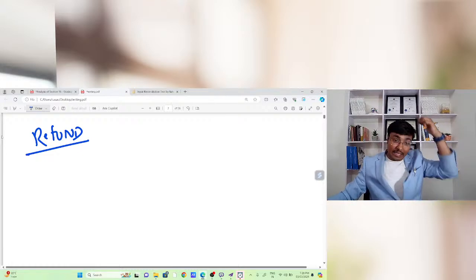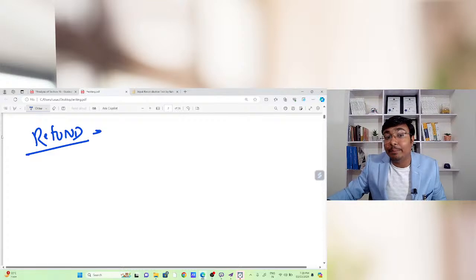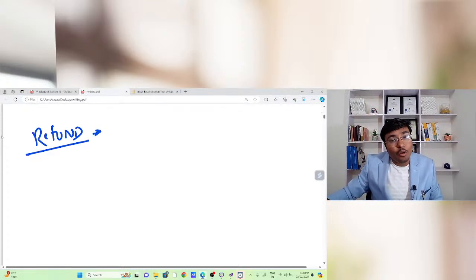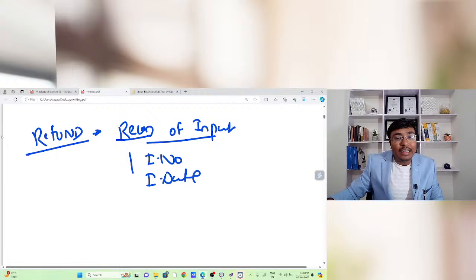In that specific case, if you are going to file the refund application, in that specific scenario, you also need to provide the complete reconciliation of the input tax credit, and that reconciliation should be with the invoice number, with the invoice date, with the taxable value.